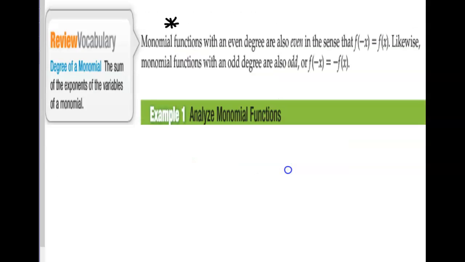All right. One more time, a monomial function with even degree will be an even function, and a monomial function with odd degree will be an odd function, or symmetric to the origin.